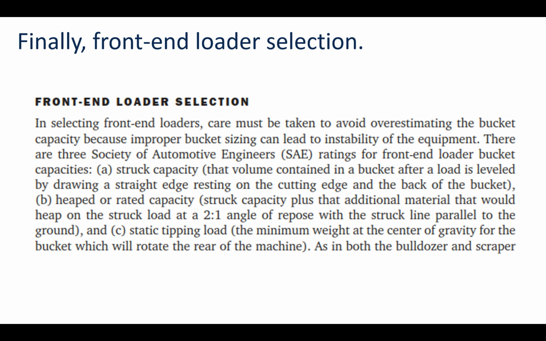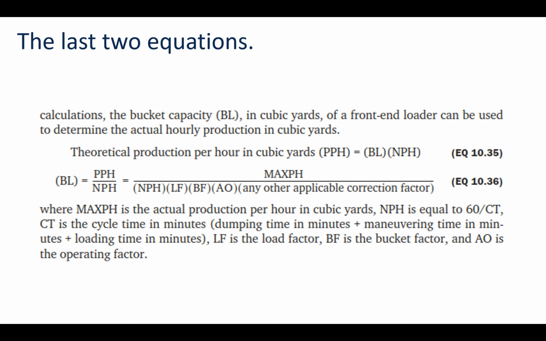And as in both the bulldozer and the scraper calculations, bucket capacity in cubic yards is based on the hourly production, right? So how much you're going to produce in cubic yards per hour. MPH is equal to 60 divided by CT, which is the cycle time in minutes. So dumping time plus maneuvering time plus loading time. So you have the cycle time, which is lots of times put together, load factor, the bucket factor, and the operating factor again. So once again, these are all theoretical bucket sizes, capacities, based on the amount of production that you need, and then divided by everything else.